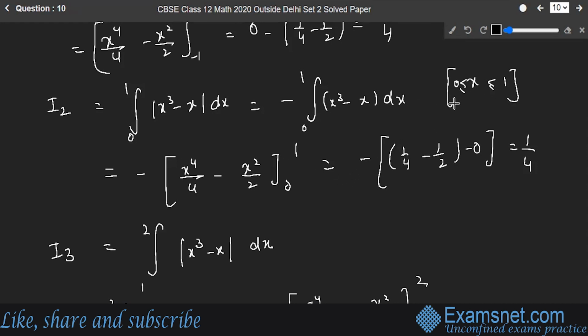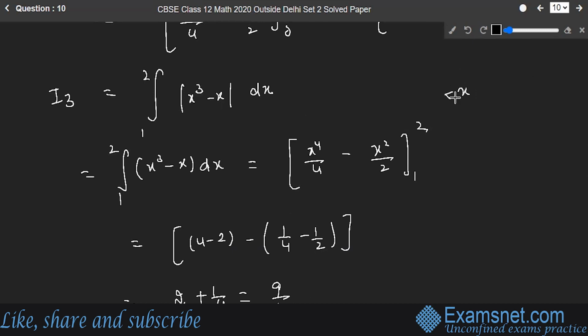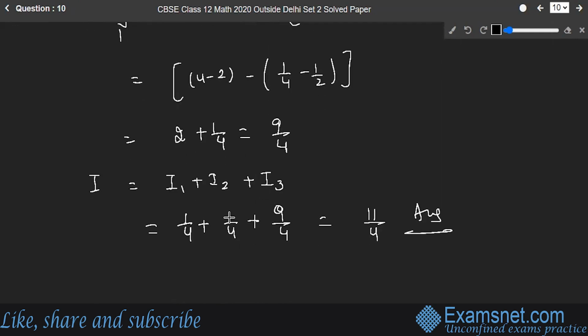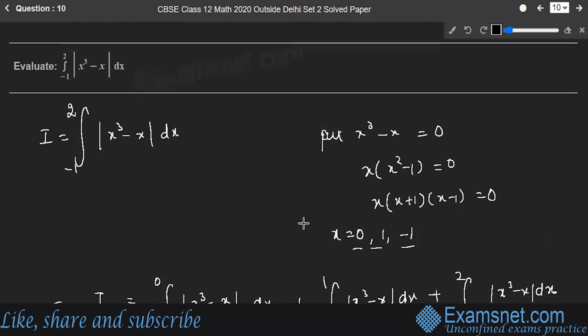Yes, a negative value, because the more powers of x you multiply, the smaller the number becomes, and ultimately this will give you a negative term. And again, when x is lying between 1 and 2, this is definitely going to be a positive value. So using that, we solved the value for I1, I2, and I3, and then I added all of them to get my answer as 11/4. So this is the correct answer to the question. Hope you got that. Let's move to the next question now.